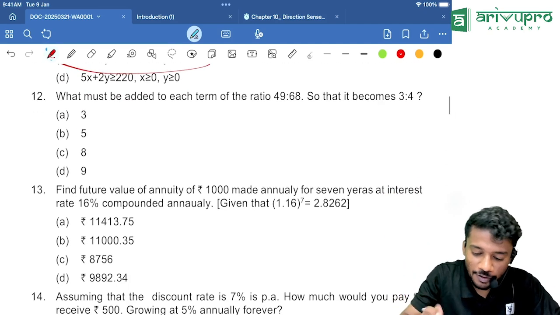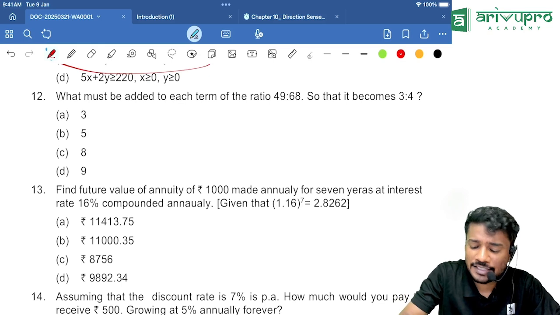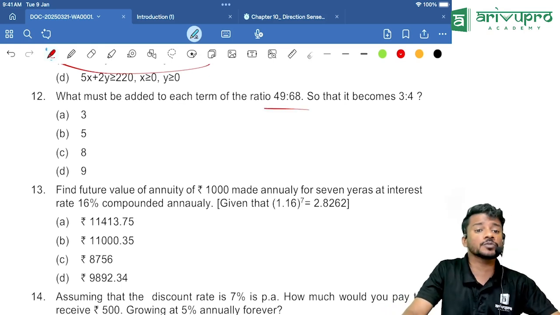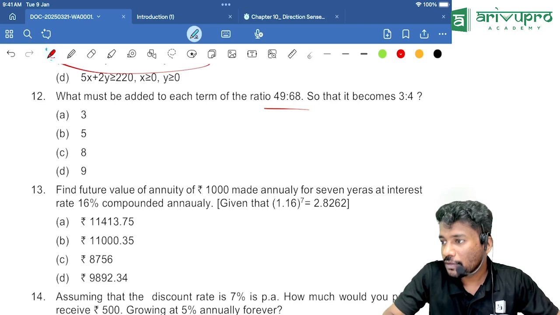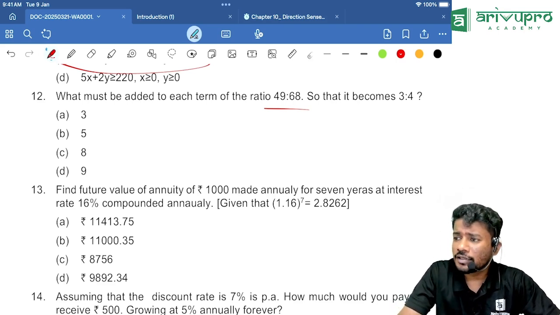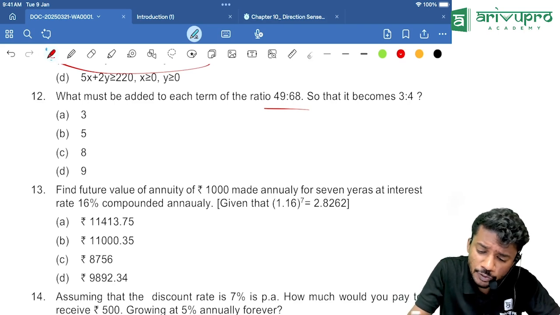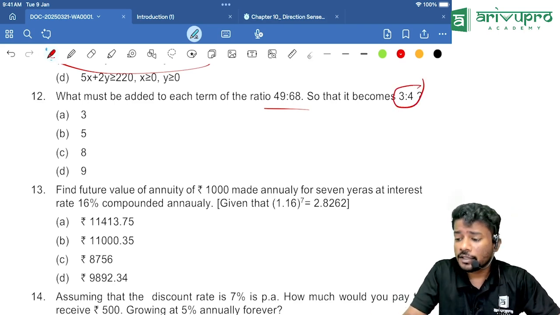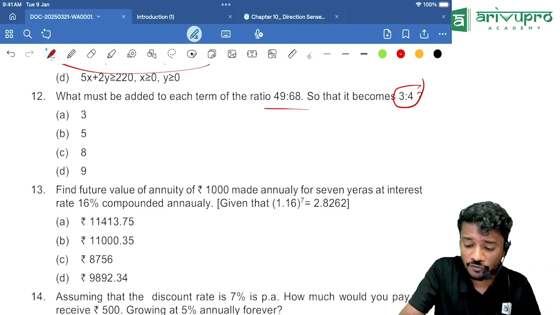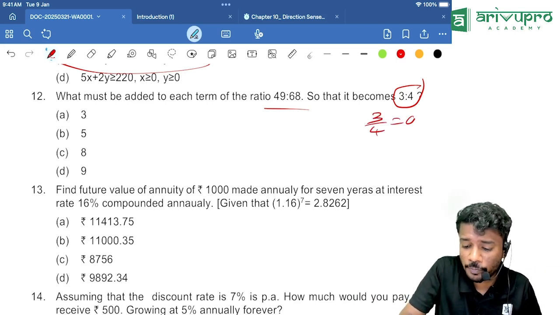Next question. What must be added to each term of the ratio 49:68 so that it becomes 3:4? How will you do it? Yes, try adding 3 to it. So 3 by 4 is how much? Take the calculator. Find 3 by 4. 3 divided by 4 is 0.75.